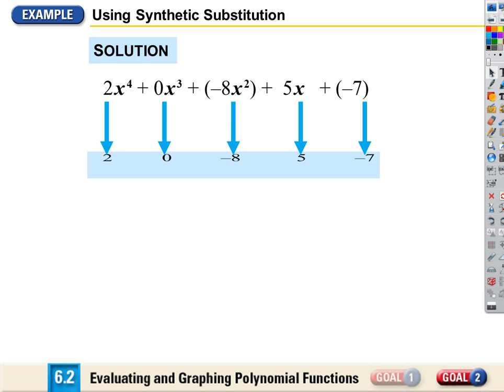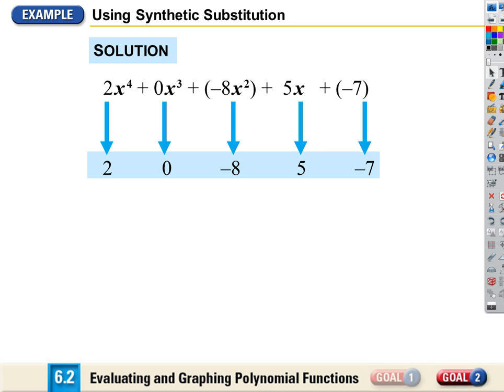Yep, exactly, by counting how many numbers are represented. So if there are 1, 2, 3, 4, 5 numbers represented in the coefficient string, what's the degree of the polynomial? It's got to be 4, right? It's always the number of numbers minus 1, because you have to include the constant also. So you're starting at 0 and counting up to the nth term, okay?